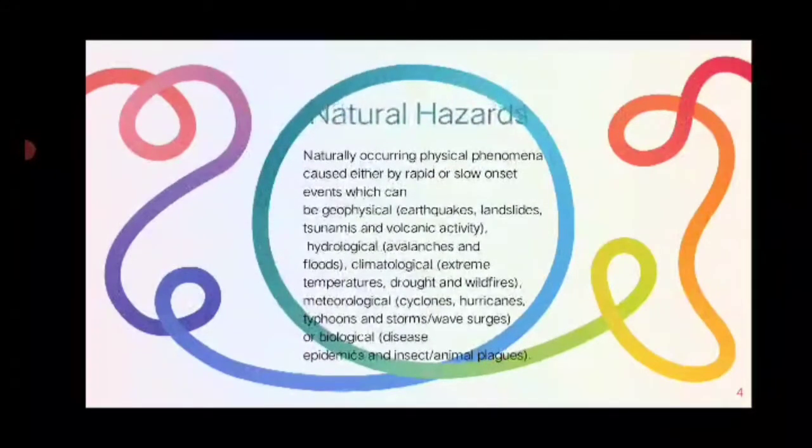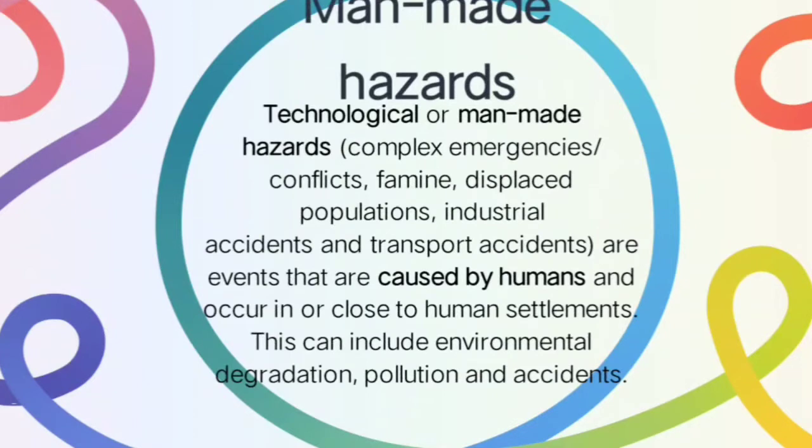Natural hazards. These are naturally occurring physical phenomena caused either by rapid or slow events, which can be geophysical, hydrological, climatological, meteorological, and biological. Man made hazards. Technological or man made hazards are events that are caused by humans and occur in or close to human settlements. This can include environmental degradation, pollution, and accidents.